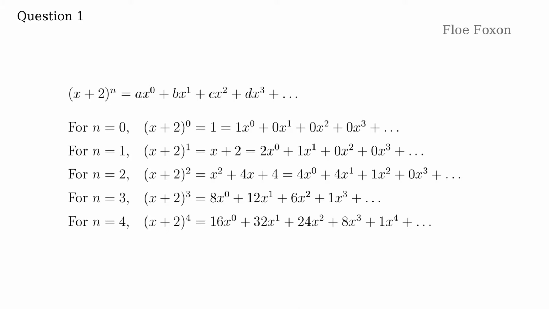For n equals 4, we have (x + 2)^4 is 16 times x to the 0, plus 32 times x to the 1, plus 24 times x squared, plus 8 times x cubed, plus 1 times x to the 4, and so on. What this tells us is that a four-dimensional cube, also known as a tesseract or hypercube, has 16 vertices, 32 edges, 24 faces, 8 solids, and 1 hypersolid, which is a four-dimensional solid.